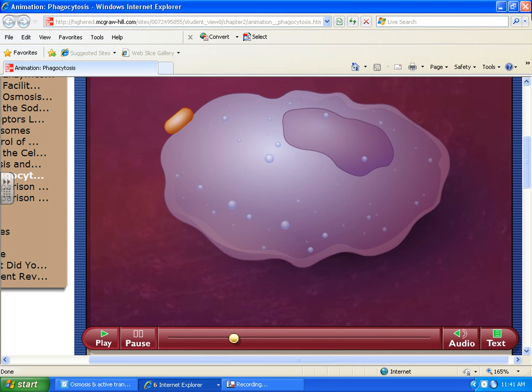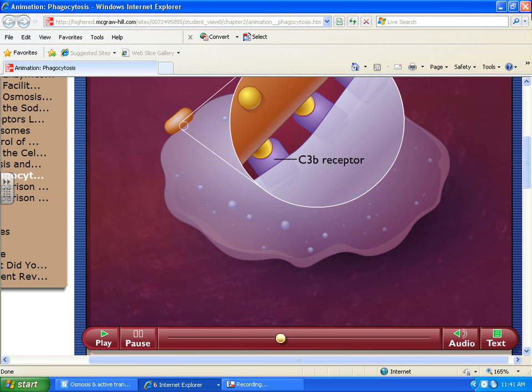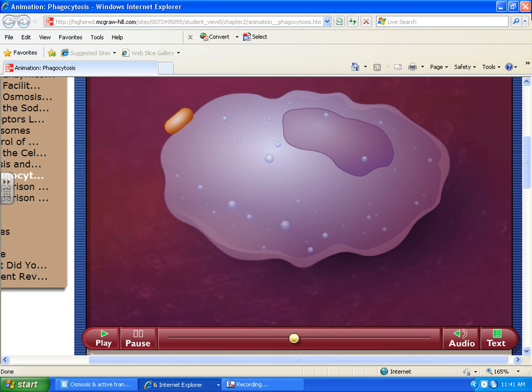The attachment is mediated by a variety of surface receptors, including antibody, lipopolysaccharide, and complement receptors. For example, the C3b component of complement coats bacteria or other particles and then binds to C3b receptors on phagocytes. This process of coating to enhance phagocytosis is called opsonization. The microorganism is then engulfed by the phagocyte into a vacuole known as a phagosome.